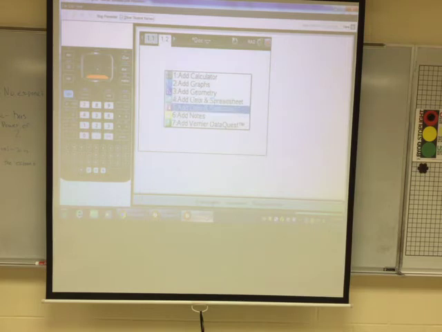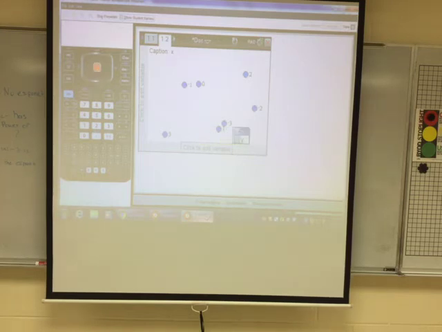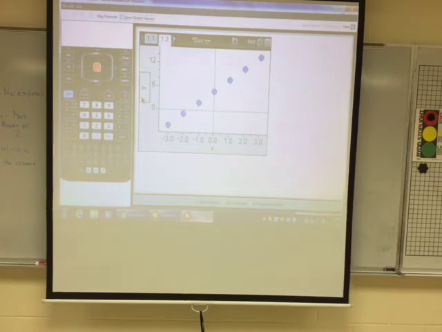So then I can add a data and statistics page. And I'm going to organize my points by labeling my axes. So x-axis is at the bottom, y-axis is at the right. And this appears to be linear. So I'm going to label my type of function as linear.